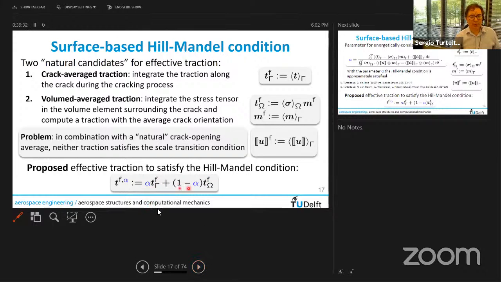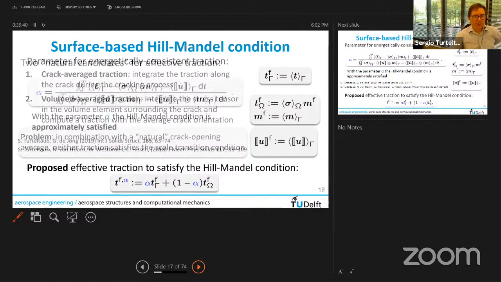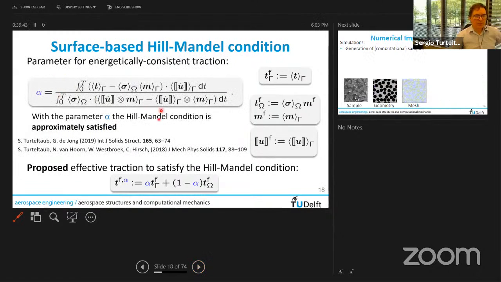And so the idea would be to have an adjustable parameter here, alpha, to satisfy the Hill-Mandel condition. And there is a formula for that. We said the best match is given by this expression. The details are not that important. You could find that in some of these references. But I would rather show you the results to see what in practice it looks like.